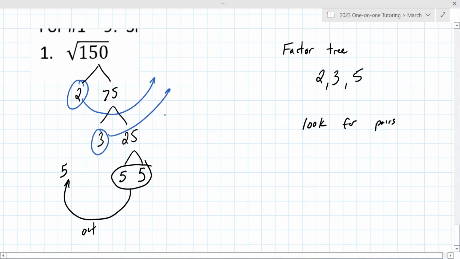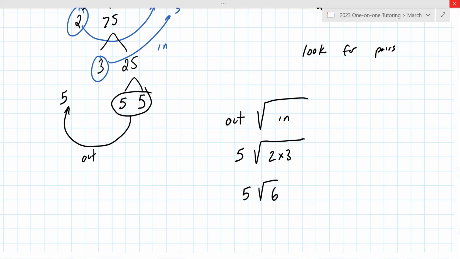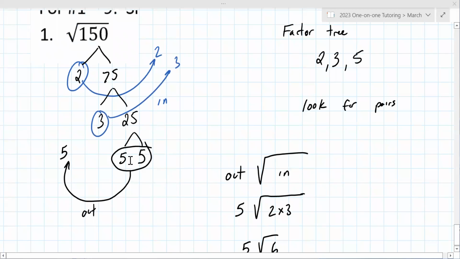They stay in. So your answer is a part that's out, and a part of the answer is in. In this case, there's a 5 that comes out, a 2 times the 3 that stays in. So your answer here is 5 square root of 6. Oh, okay, I see that. So you're looking for these pairs.